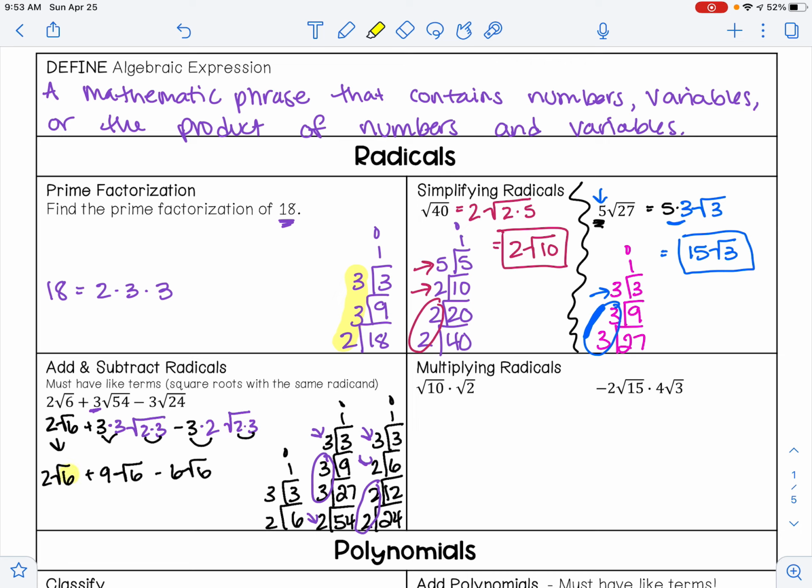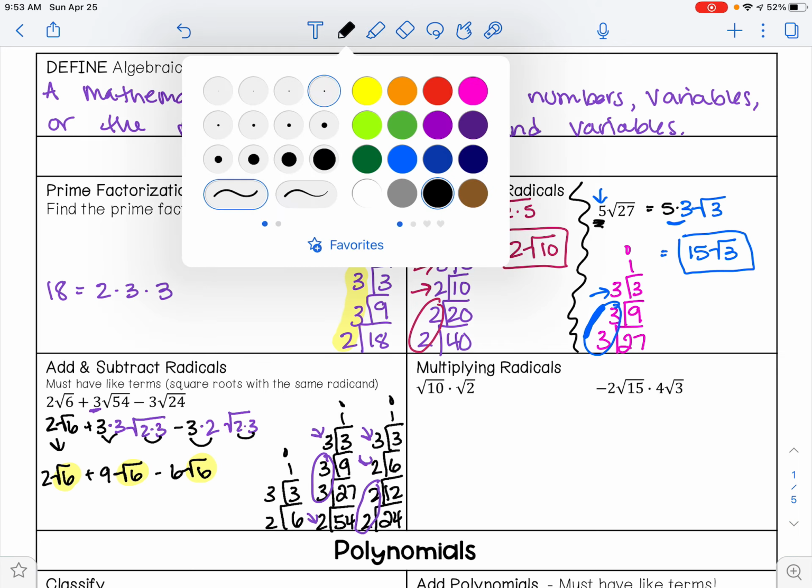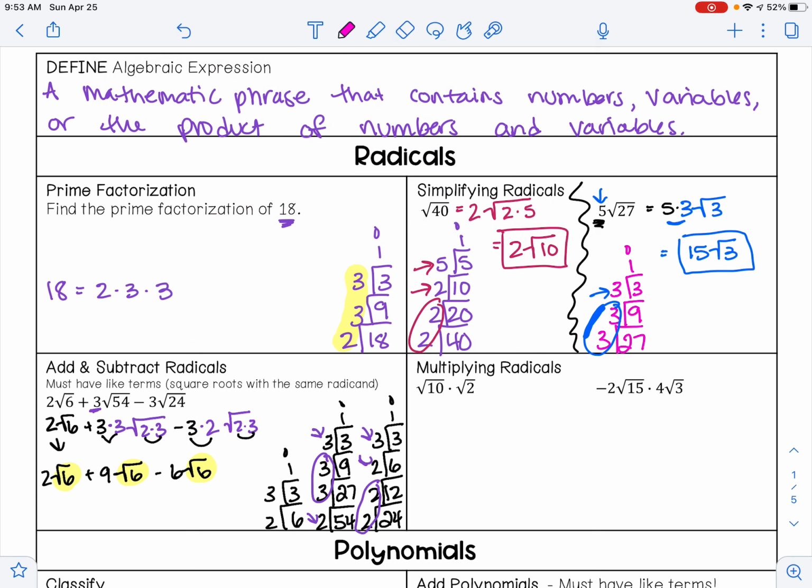And when I look at these, all of my terms have the square root of 6. So these are like terms. So I can add and subtract these terms. To do that, we add or subtract the coefficients and we keep the square root and the radicand. So 2 plus 9 is 11. 11 minus 6 is 5. So my answer is 5 square roots of 6.